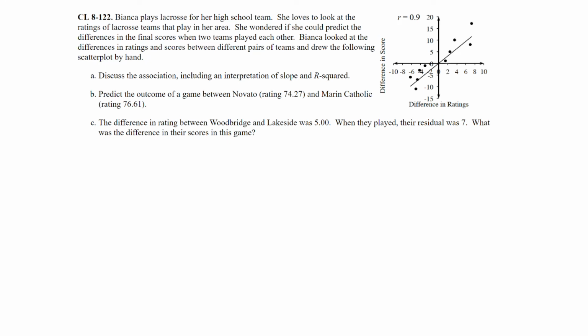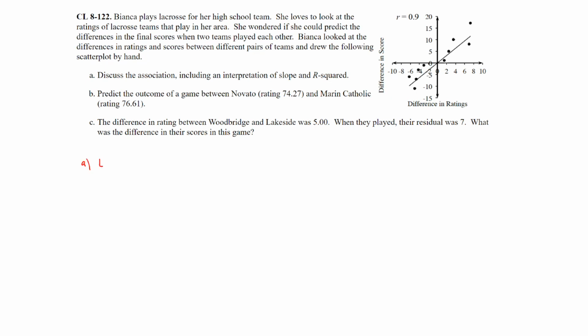So you can tell with the information given, the x-axis represents the difference in the ratings, the y-axis represents the difference in the scores. We also have the scatter plot here. You're given the r value is 0.9, but that's all you're given. So we are going to have to use a calculator to figure out the rest. By plugging the information into the calculator, you will get a least squares regression line, approximately y equals 1.6x. So we need that to interpret the slope, and we have the r value, 0.9, so that we can figure out what r squared is.